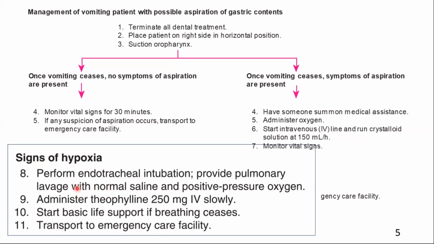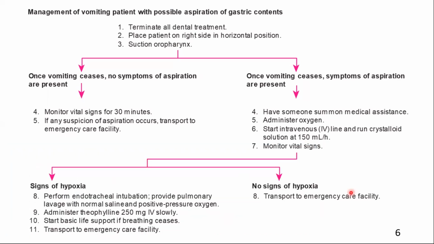Intubate the patient and perform a pulmonary lavage with normal saline followed by positive pressure oxygen. Administer theophylline 250 milligram IV slowly to help with bronchodilation. If the patient stops breathing, initiate basic life support. Ensure the patient is transported to an emergency care facility for further treatment.